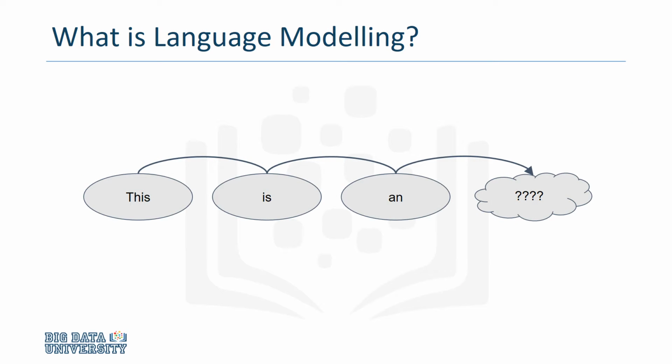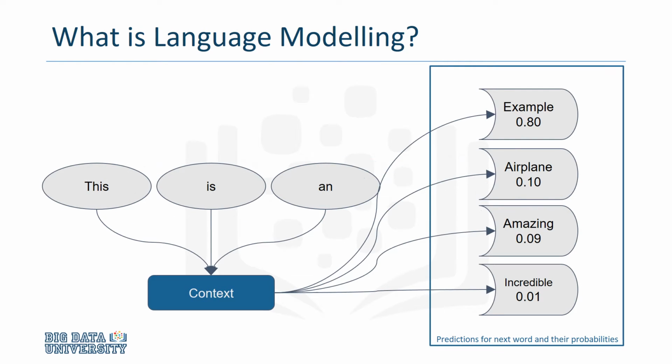At its simplest, language modeling is the process of assigning probabilities to sequences of words. So, for example, a language model could analyze a sequence of words and predict which word is most likely to follow. So with the sequence "this is an," which you see here, a language model might predict that the word "example" is most likely to follow, with an 80% probability.